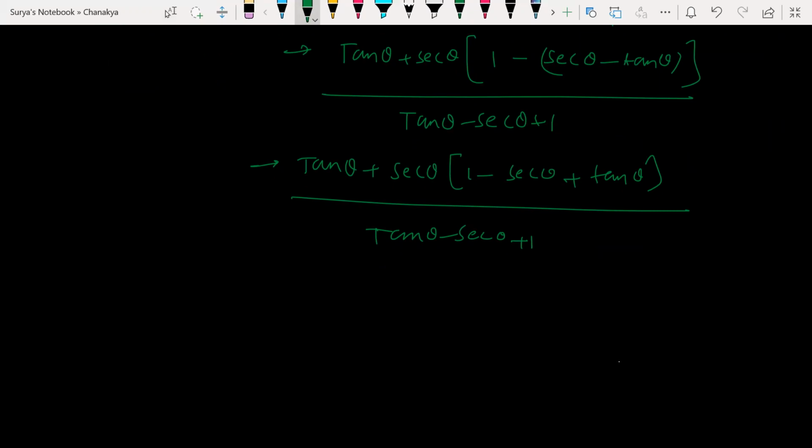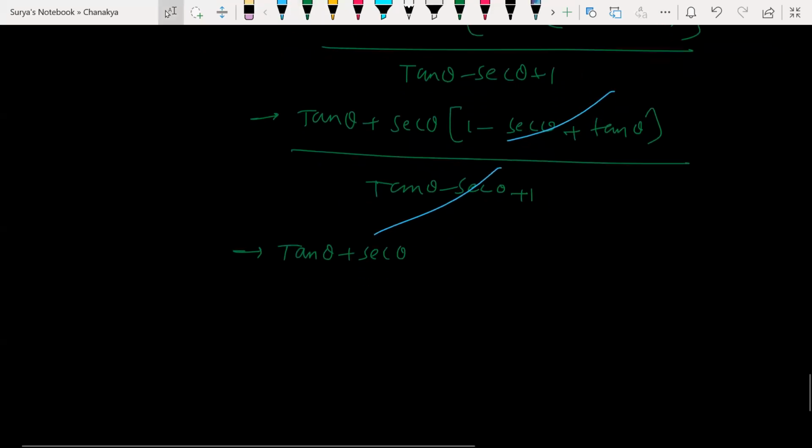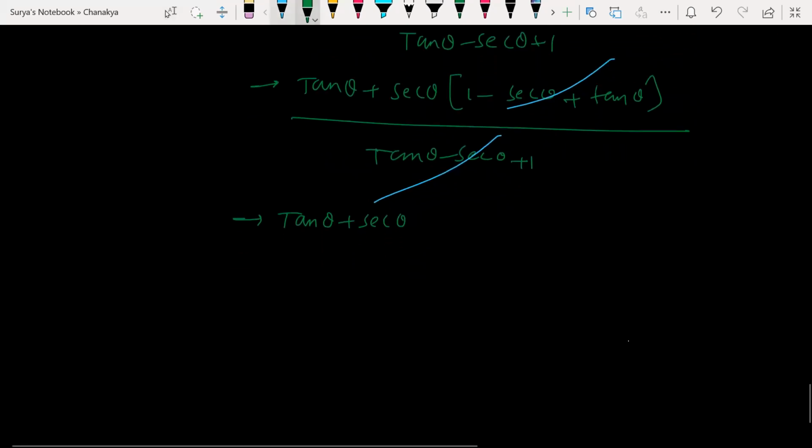What can I do here? Look at it. Can I cancel this one and this one? Yes, sir, we can. Now look at it here. Yes, this can be written as what? Tan theta can be written as what? Sin theta by cos theta. Yeah, one by cos. So look at this. This is my required answer now.